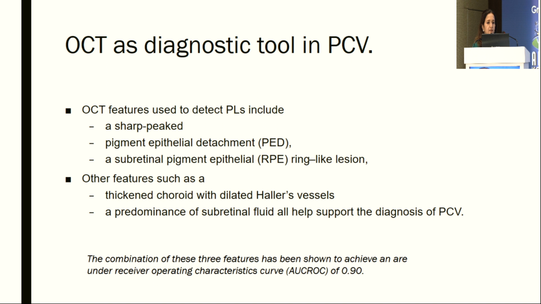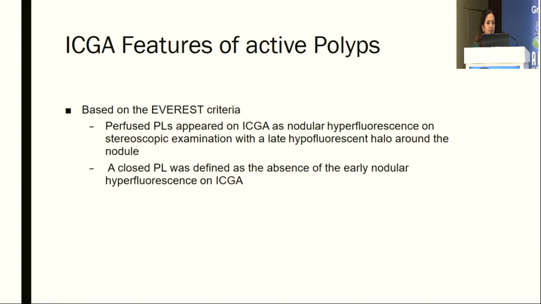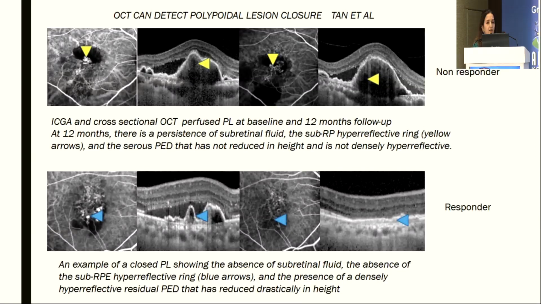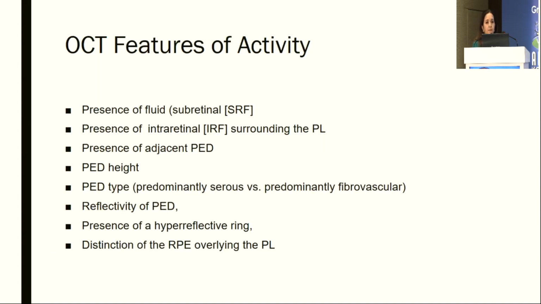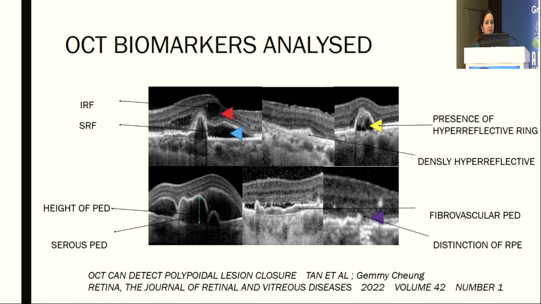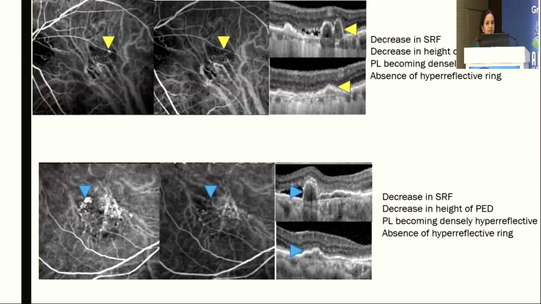In PCV, these are some specific markers for diagnosis, for treatment, and for prognosis as well. Coming to the OCT markers, you can see a sharp peaked PED and decrease in the reflectivity under the polyp. These are signs of active lesions, and a good response usually results in flattening. So the presence of fluid, presence of intraretinal fluid, presence of PED, height of PED, type of PED, reflectivity of PED, and presence of a hyporeflective ring under the polyp, these are OCT biomarkers in a case of PCV.